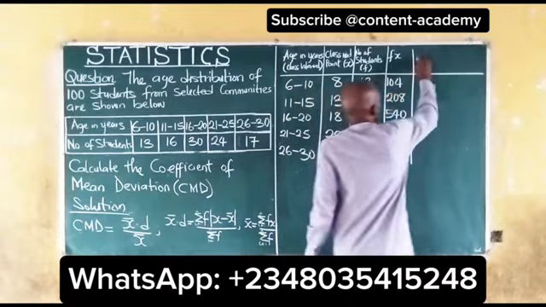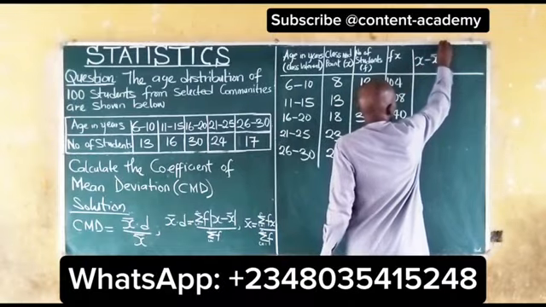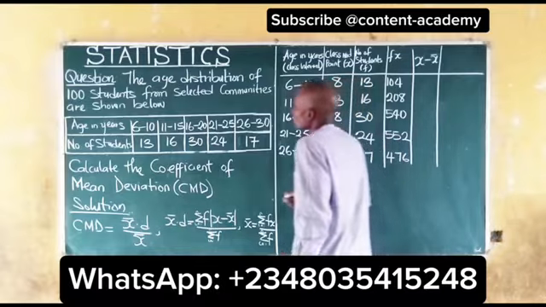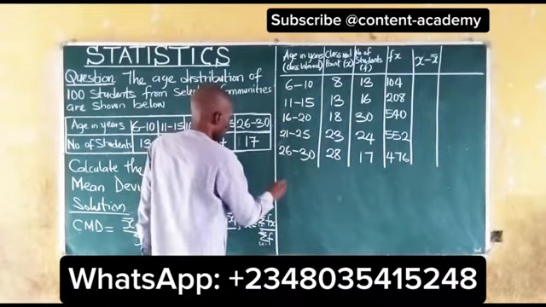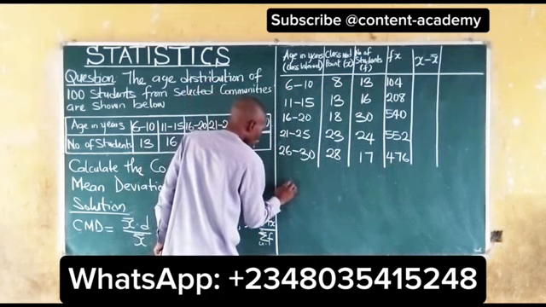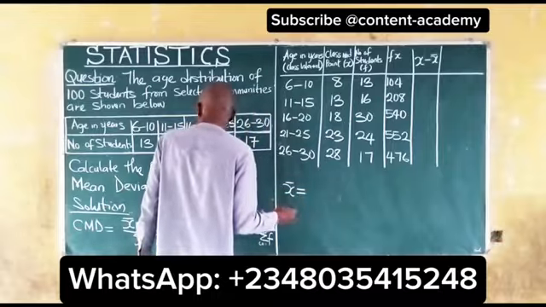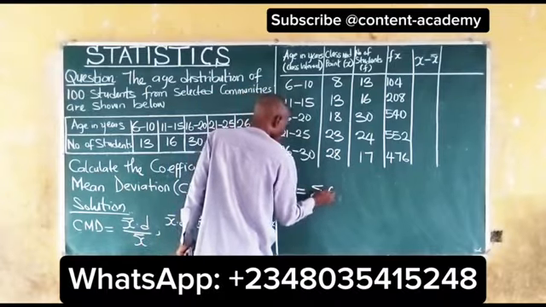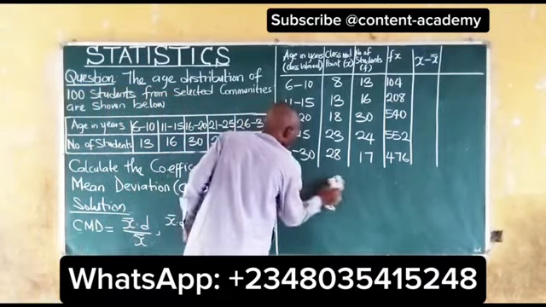X minus x bar. So what is our x bar? We don't know. Our x bar is the mean. So we'll first put our mean, our mean first is summation of, sorry, I'm writing it too close.